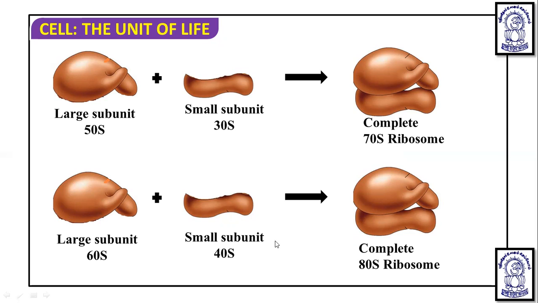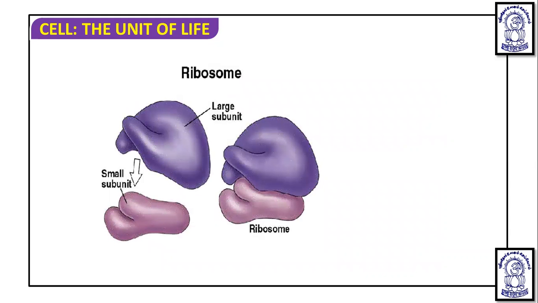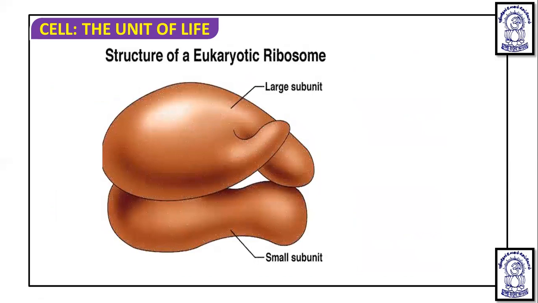Okay, so this way, small and large subunits combine and form a complete whole ribosome unit. You can see this is the way the larger and smaller subunits fit over each other, and the complete ribosome forms. So this is the structure of the eukaryotic ribosome. This is the 80S ribosome, which has a larger subunit, the 60S, and a smaller subunit, the 40S.